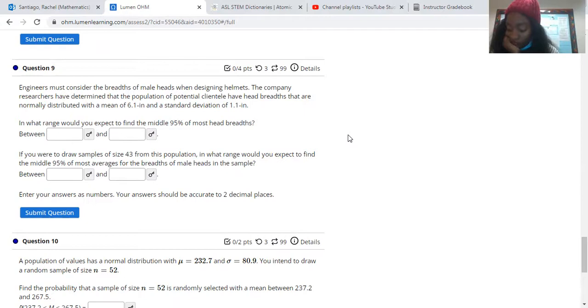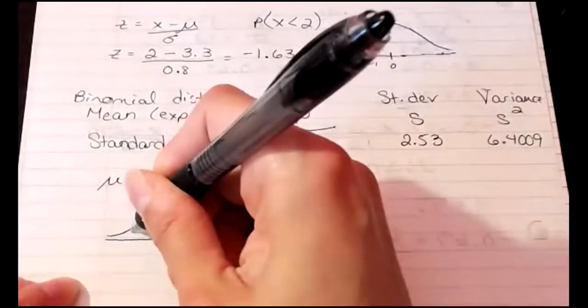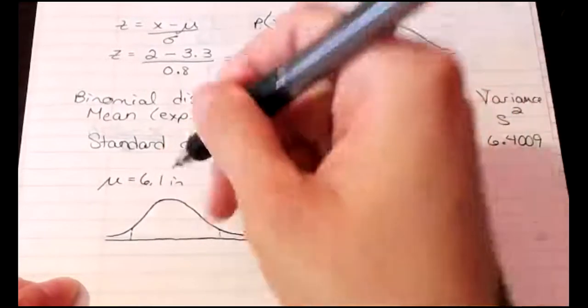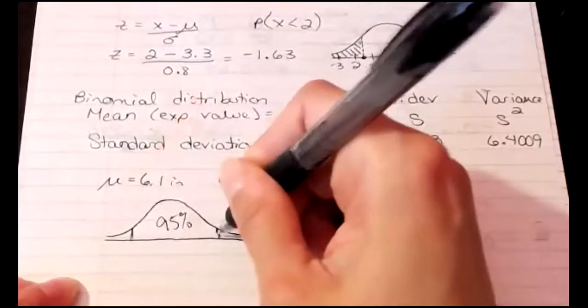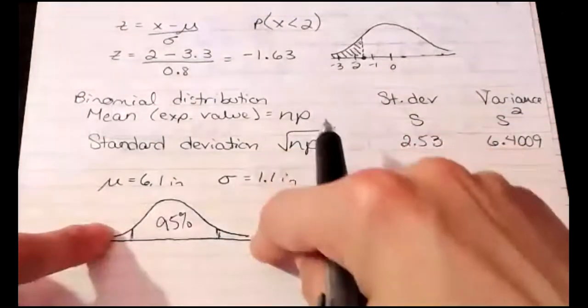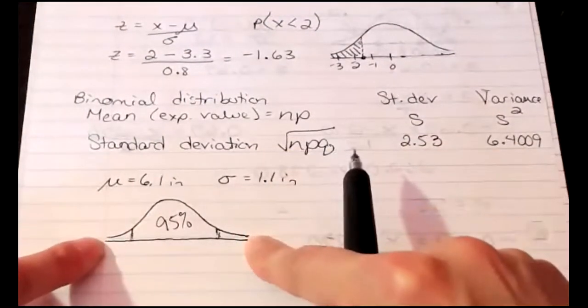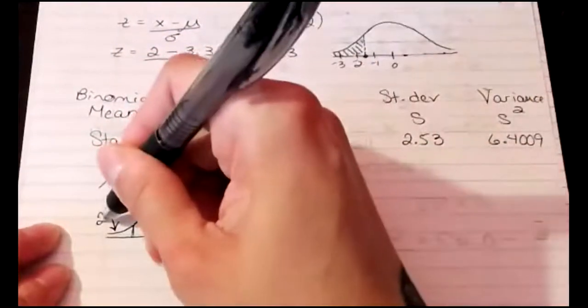So the first thing we're going to do is draw the curve. We want the middle 95%. Let me stop my screen share so you can see this clearly. So the middle 95% would be here, right? Which means that 5% is left to be split between the tails. Do you agree with that? So if 5% is split between the tails, that means each tail is 2.5%.